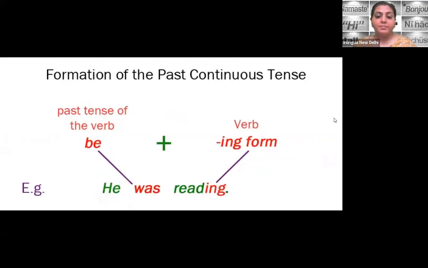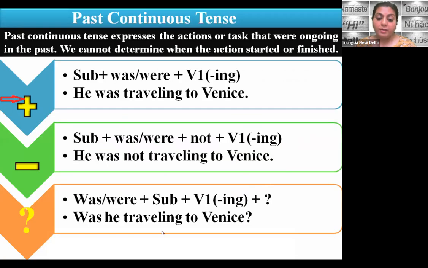All right. Now, for a better understanding of the structure of this sentence: you have he, which is the subject. You have was or were. In this case, it's was, which is the past tense of the verb be. And you have reading, which is the verb ing form. The verb is read. When you convert it to ing, it becomes reading. Okay. I hope you understand the structure.